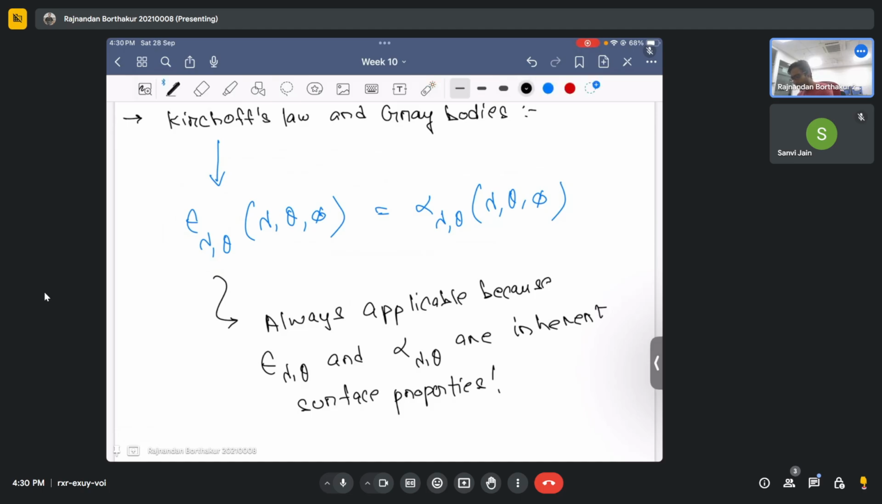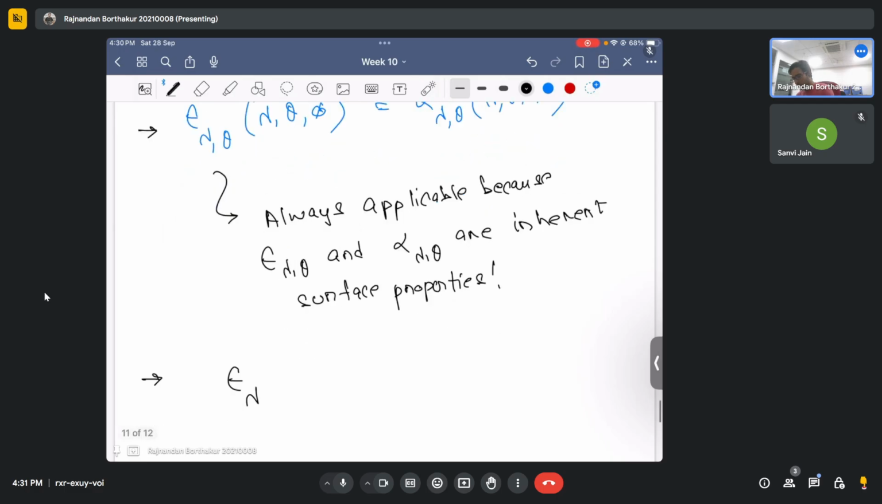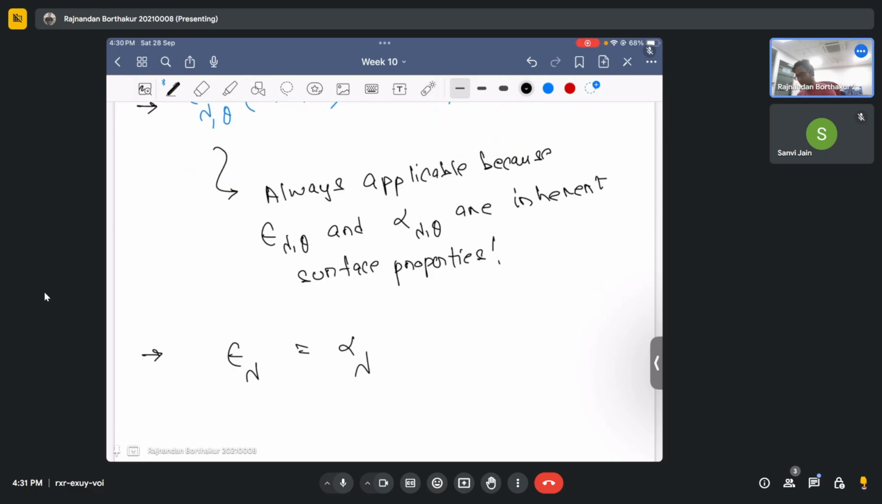Now, for instance, if I say that I have something which is known as a diffuse body, then you can simply write that your epsilon lambda is just my alpha lambda.